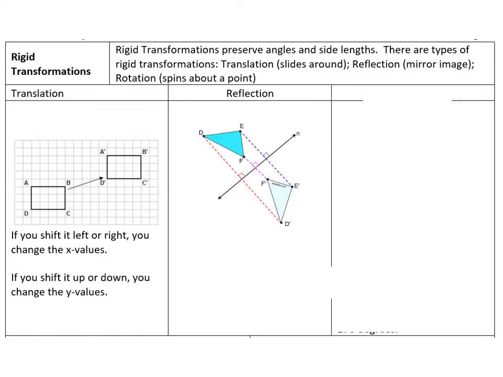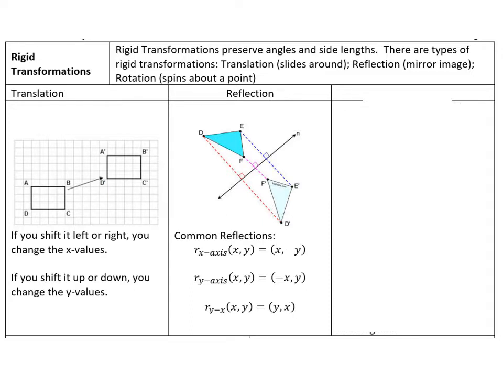Now, a reflection usually is across a line. And some common reflections: across the x-axis, notice just the y values change their sign. Across the y-axis, just the x values change their sign. And across the line y equals x, we end up switching x and y.